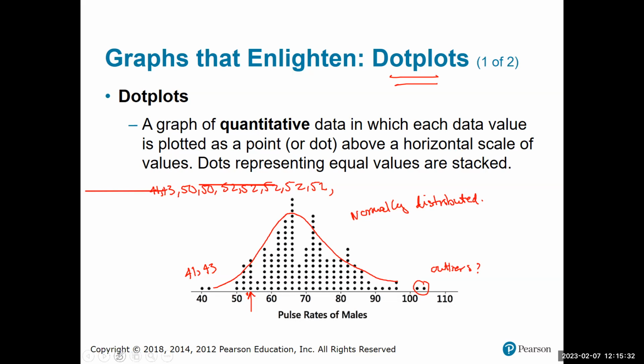So each dot represents a data value. And this isn't something you would do by hand unless you had a really small set of data. But it's useful because it does give us shape. We can identify potential outliers, that sort of thing. Okay, well, you get the point.